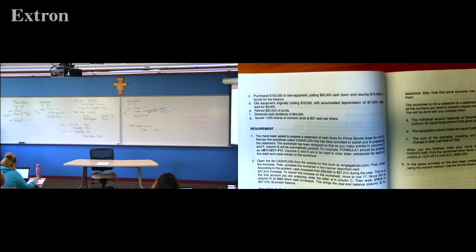The additional paid-in capital account, okay? Let's see, had a balance of 22.5 at the beginning, or 12/31/12. At the end, it had a balance of 33,000.